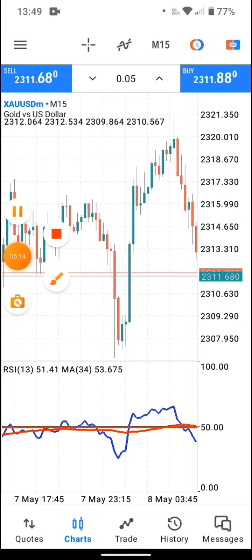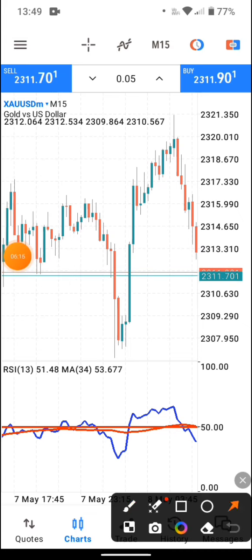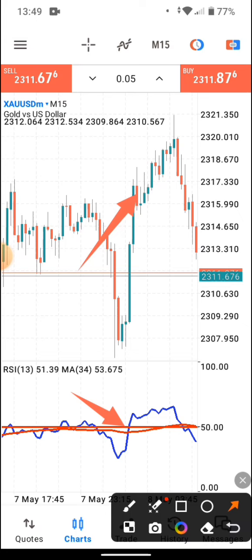Now let's look for the buy. I just showed you the sell signal. Whenever the RSI is above the 34 moving average, you want to enter for your buy trade. So for example, if you look here, you see the market was in an uptrend, and our RSI was above the 34 moving average. So what happened? There was a spike.